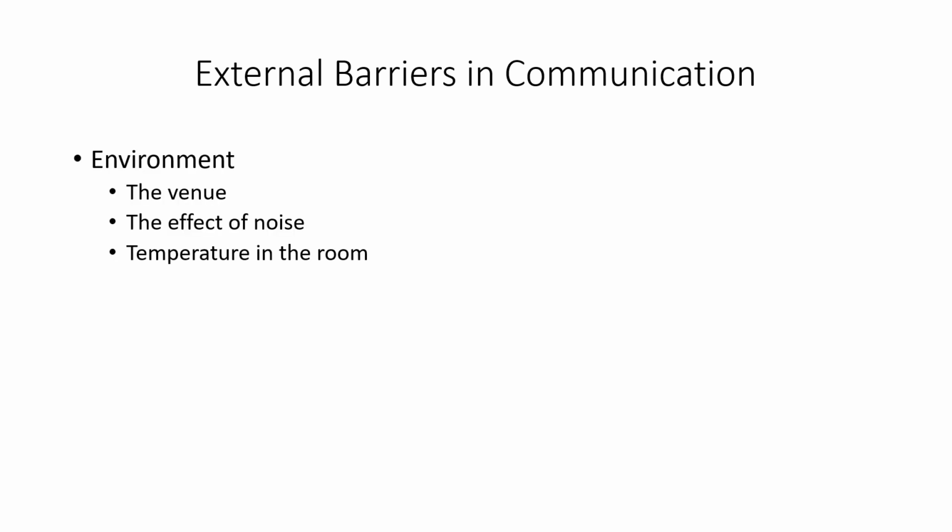So what are these external barriers in communication? Your environment, the venue could be problematic, could be noisy, the temperature too warm or too cold could affect one's ability to communicate. There may be other people, status or education which may make you more confident or less confident. Time.